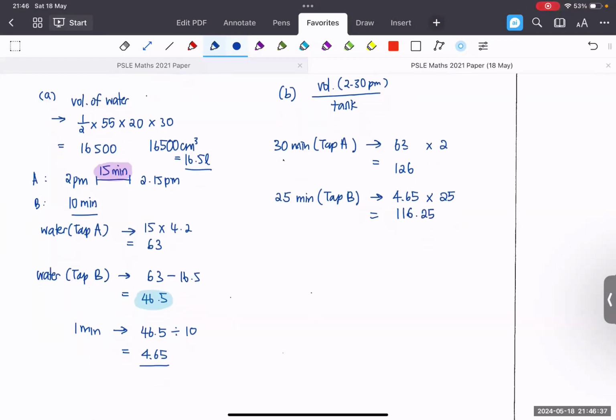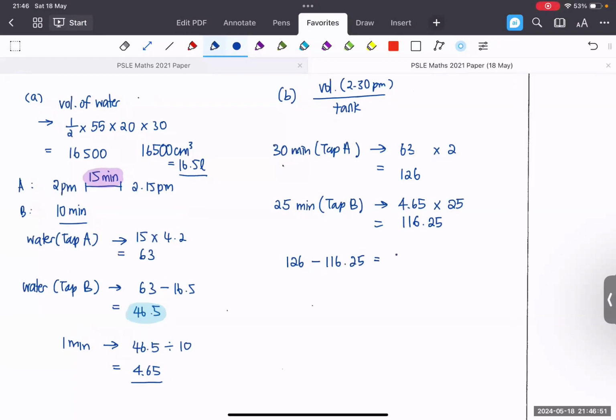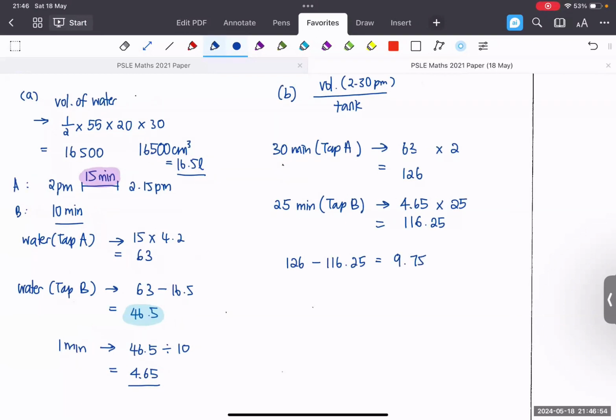It will give me 116.25. So, what is the amount of water left in the tank at 2:30? It will be 126 minus 116.25. That will give us 9.75. So we are done. We found it already. So 9.75 out of the tank.